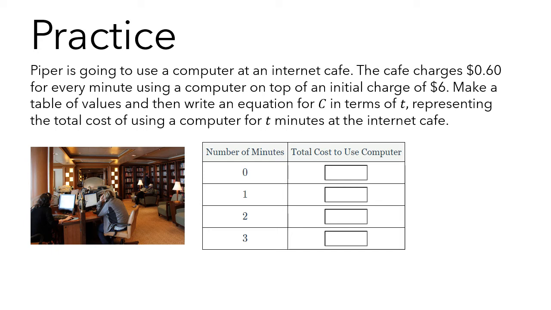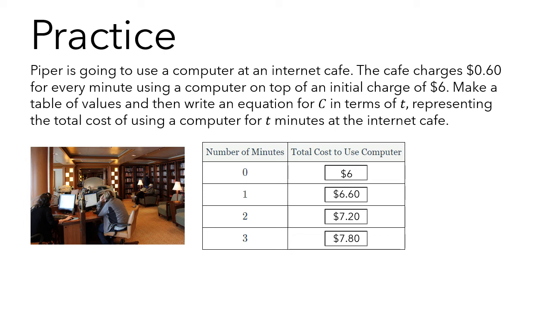So let's start with number of minutes equal to 0. Well, at 0 minutes you haven't used the computer at all, so you've just paid the initial charge, so that would only be $6. After you used it for 1 minute, they charge you 60 cents every minute, so $6 plus 60 cents gives you $6.60. Again, 2 minutes, add another 60 cents, you get $7.20, and then add another 60 cents gives you $7.80.